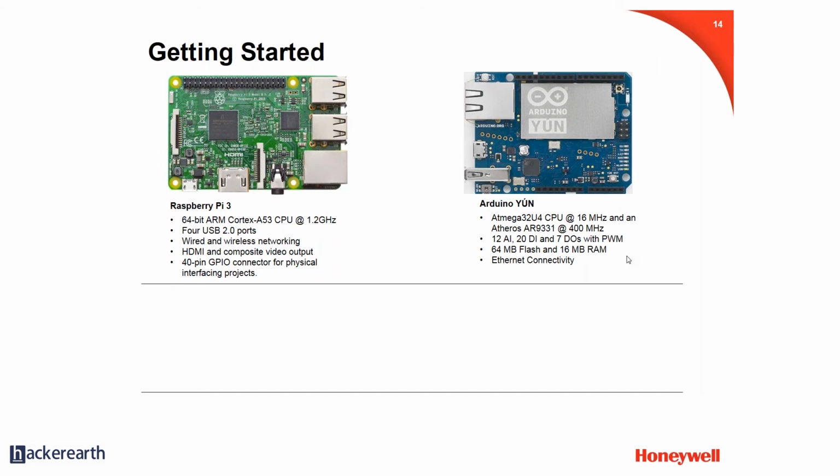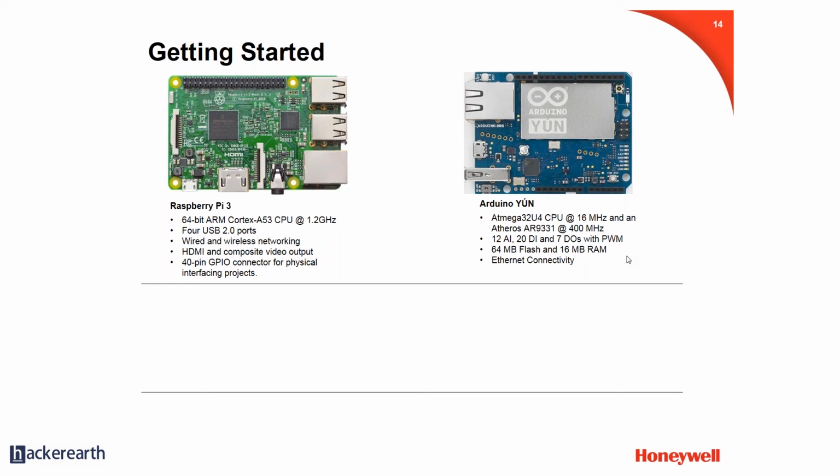A Raspberry Pi is actually a very powerful computer. It has a 1.2 gigahertz ARM-based core, all kinds of USB ports, and GPIO connectors, which is general purpose IO. So you can connect a variety of digital inputs.